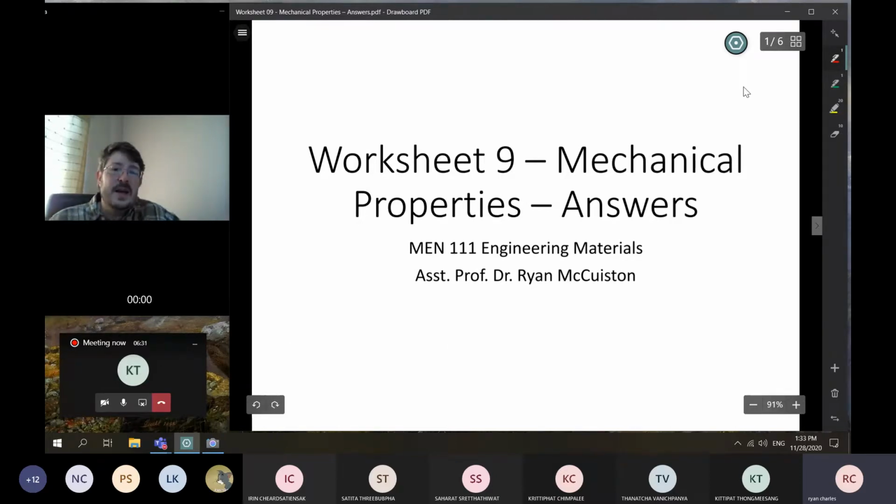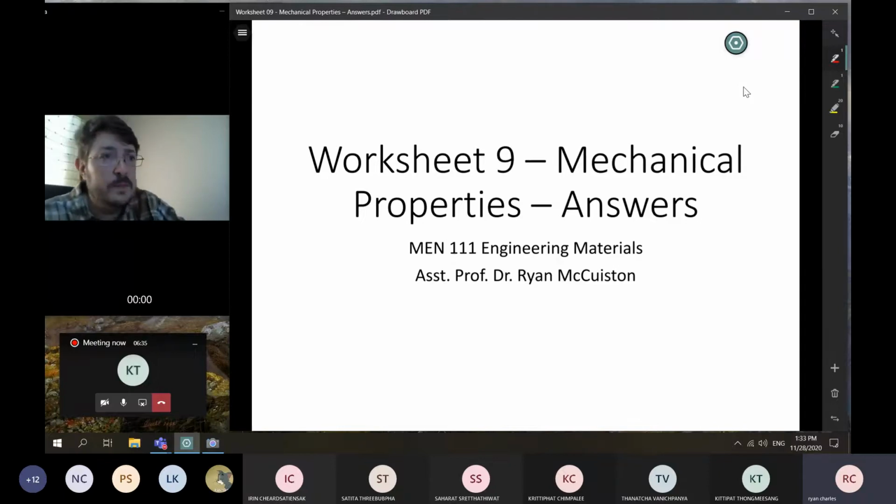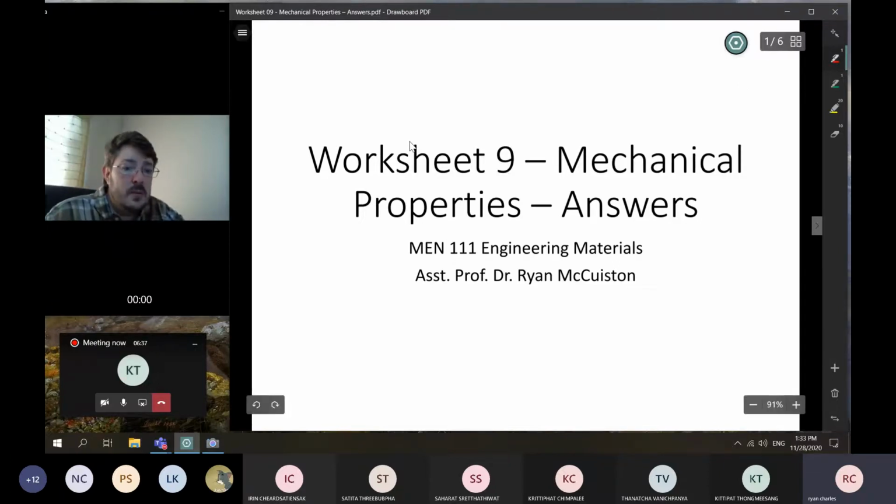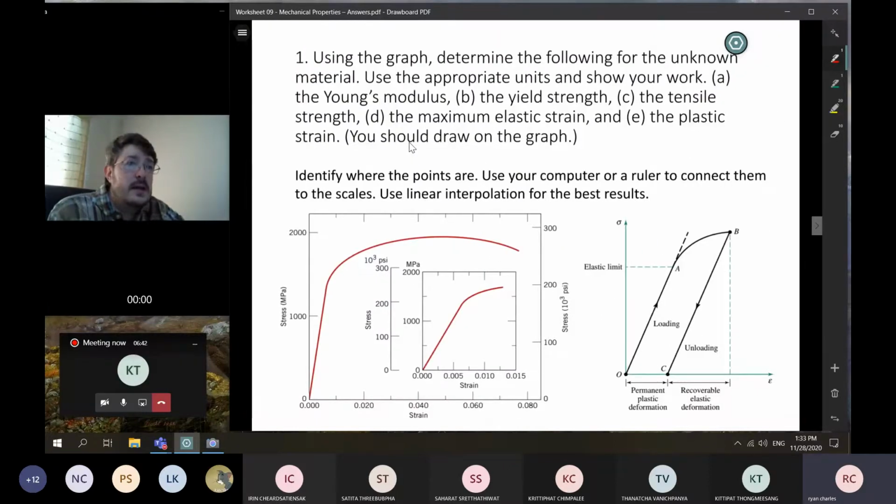This isn't a lot of slides. I mean, I could talk about it for a while. So mechanical properties, this one. All right, so you had this question, or questions, I should say.